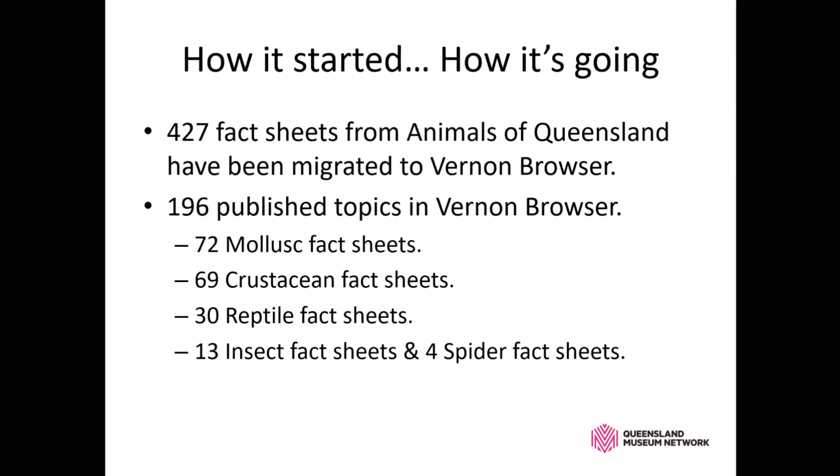So how it started and how's it going? There are 427 fact sheets just in Animals of Queensland, and so far we've got 196 of those published into Vernon browser. 72 mollusks, 69 crustaceans, 30 reptiles, 13 insects, and 4 spider fact sheets. Unfortunately, we don't have any of our warm and fuzzy, so no mammals. We don't have any birds at the moment either. So those are ones that I'm interested to try and pursue as well.